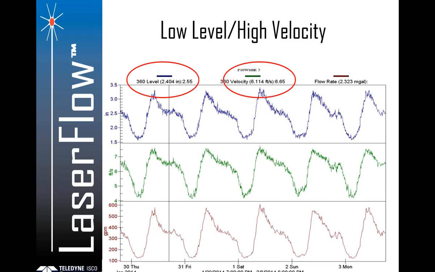So again, this is showing another graph showing the middle pane. In the green here is showing the high velocity data. So the velocities are typically ranging from about 4.5 feet per second up to about 7.5 feet per second maximum. And you're still seeing these nice smooth diurnal fluctuations with this sensor.